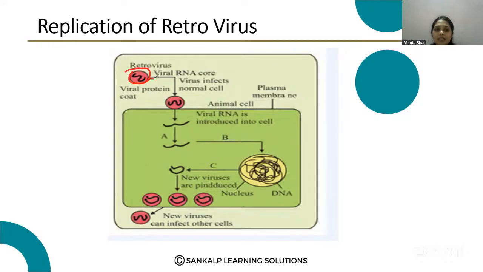This retrovirus infects cells, especially the macrophage cells of our body. While infecting, it inserts its genetic material inside the cell, so the viral RNA is introduced inside the macrophage cell. In our body, DNA is the genetic material present inside the nucleus. Here, this RNA undergoes reverse transcription.